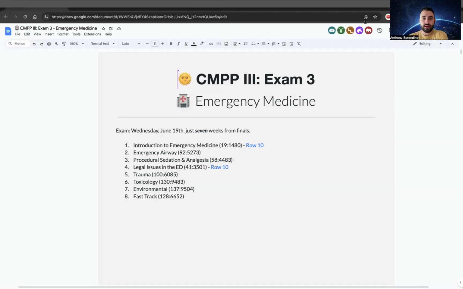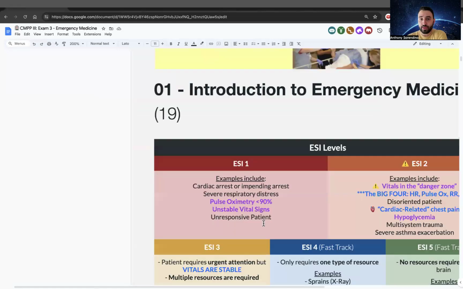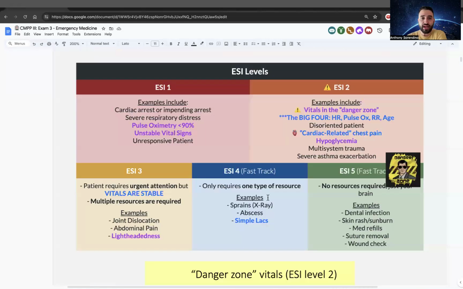All right, so we're just going to get straight into it. This is going to be an emergency medicine review, and let's go right into it. So the first thing that we hit were really these ESI levels.